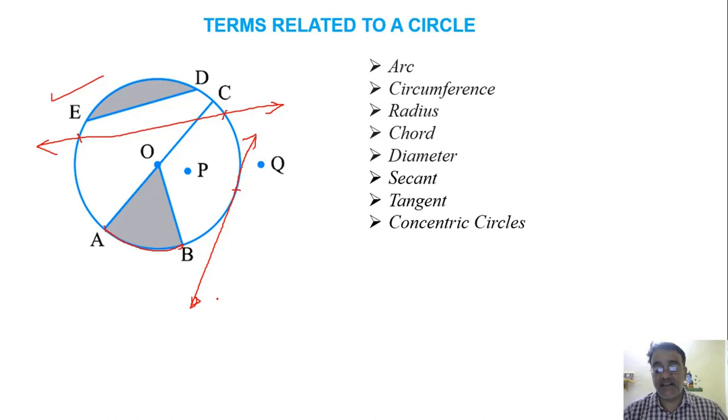Next is concentric circles. Two or more circles having the same center are called concentric circles. One circle, and inside it a second circle with the same center, then a third circle. So if two or more circles have the same center, those circles are called concentric circles. Next one is semicircle. What is a semicircle?